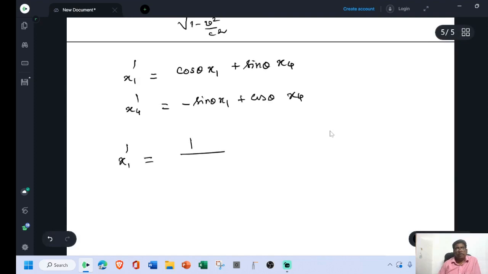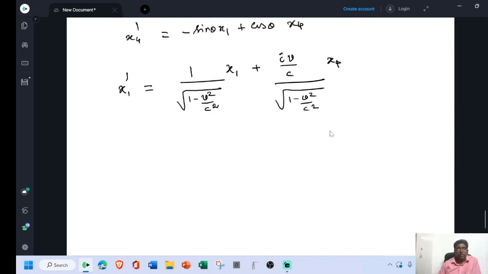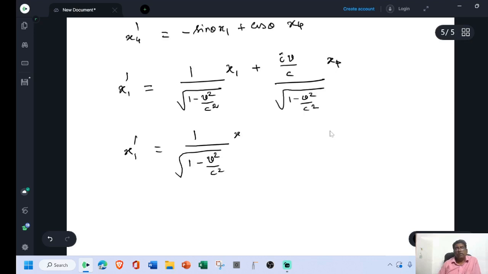theta. The value of cos theta is 1 divided by root of 1 minus v square by c square, this into x1 plus the value of sin theta is i into v by c divided by root of 1 minus v square by c square into x4. Then the x4 is ict. So x1 dash equal to 1 divided by root of 1 minus v square by c square into x1 plus iv by c into ict. x4 is ict divided by root of 1 minus v square by c square.